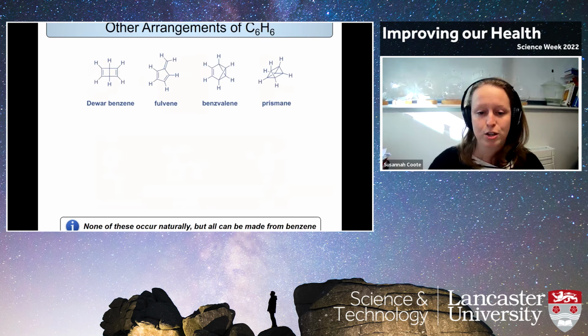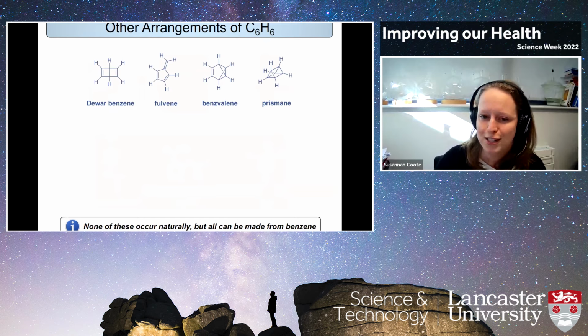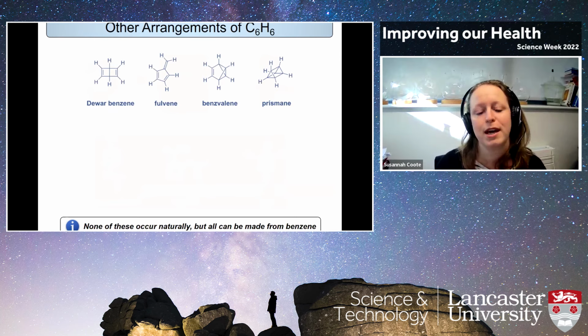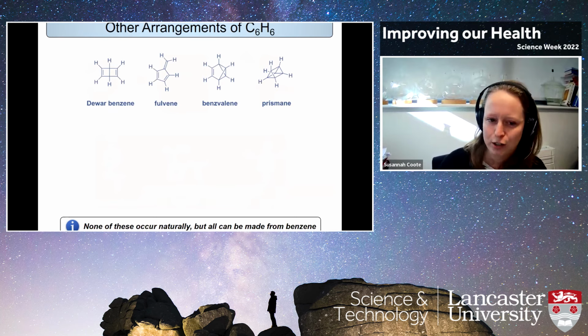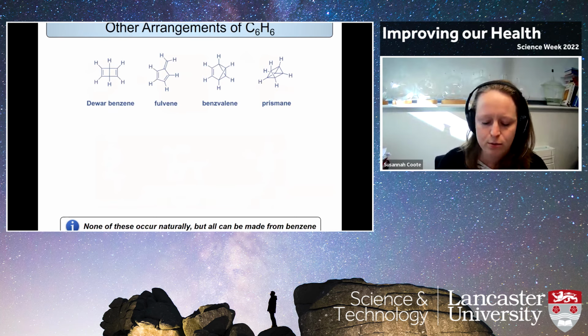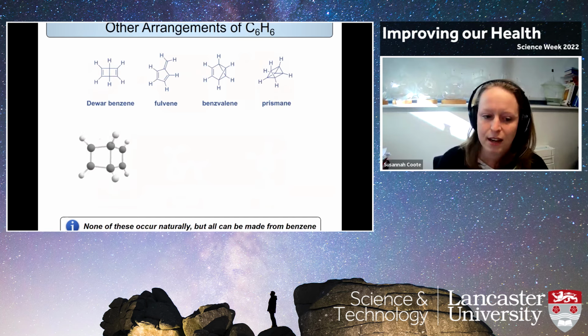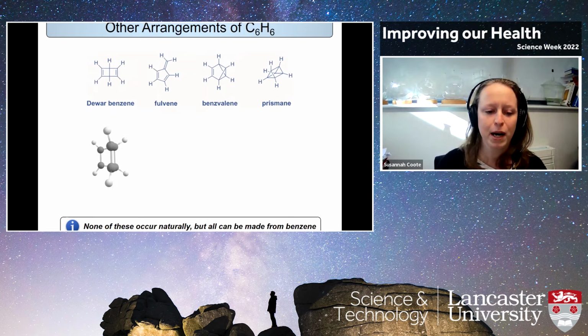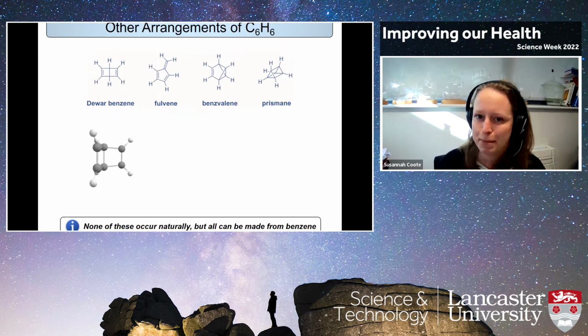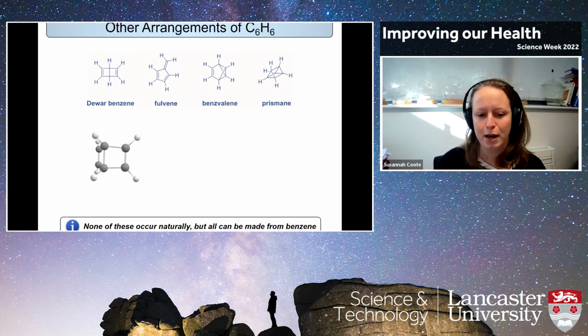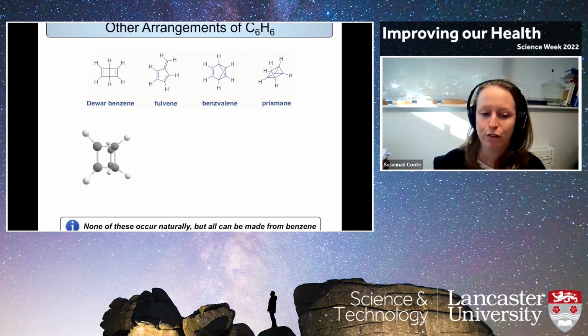If we think about some other ways of arranging those atoms, we can see these 4 suggestions here. Now, this isn't all of the suggestions that we could make for C6H6, it's only 4. But nevertheless, I think it's really important to just think about how different these actually look to benzene itself. The first example I've given here is called Dewar benzene. Still 6 carbon atoms and 6 hydrogen atoms, but you can see that they're arranged very differently in space. So here we have essentially a bent molecule, no longer a flat molecule.